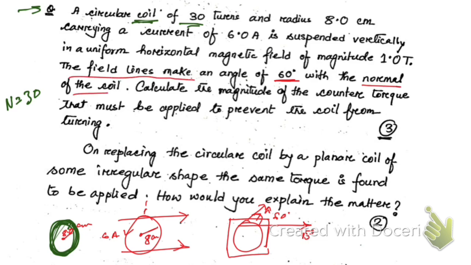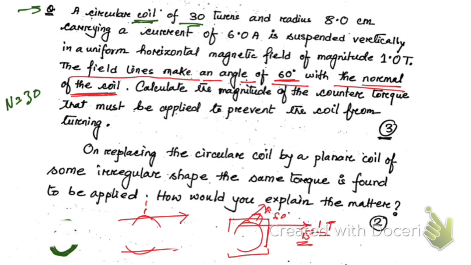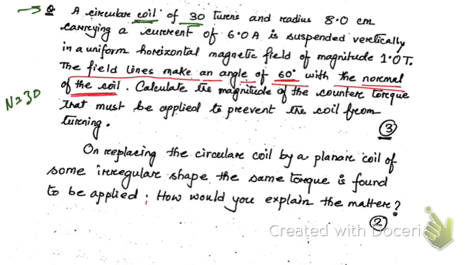The magnetic field lines make an angle 60 degree with the normal of the coil, and this magnetic field is 1.0 Tesla, means 1 Tesla. Okay, so these are the informations given here.